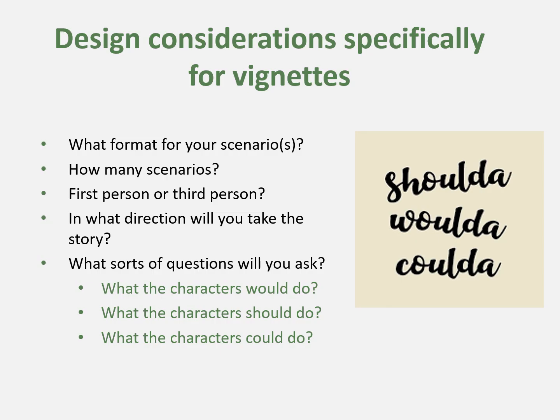So if you're going to have a stepped scenario and the story is going to evolve, how will it evolve? Where will it go? And the kinds of questions: are you going to ask people about what the characters would do, what they should do, what they could do? It's worth reflecting on the differences here. So could captures the range of possibilities, should captures something moral and an ideal perhaps, and would captures what's realistic. So there are some things to think about in terms of designing vignette studies.